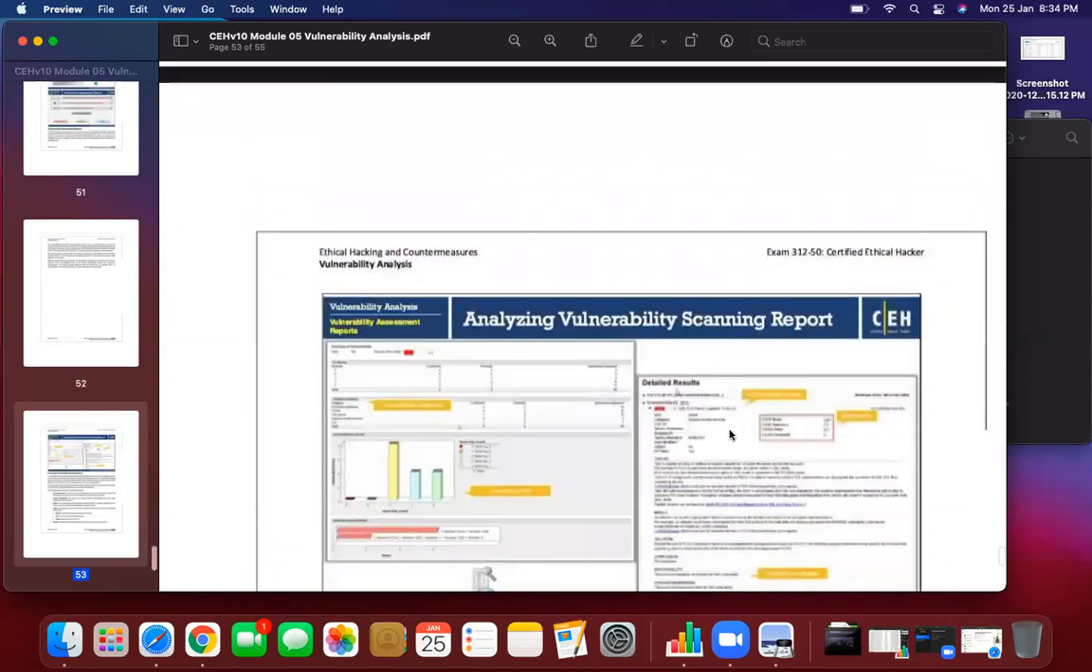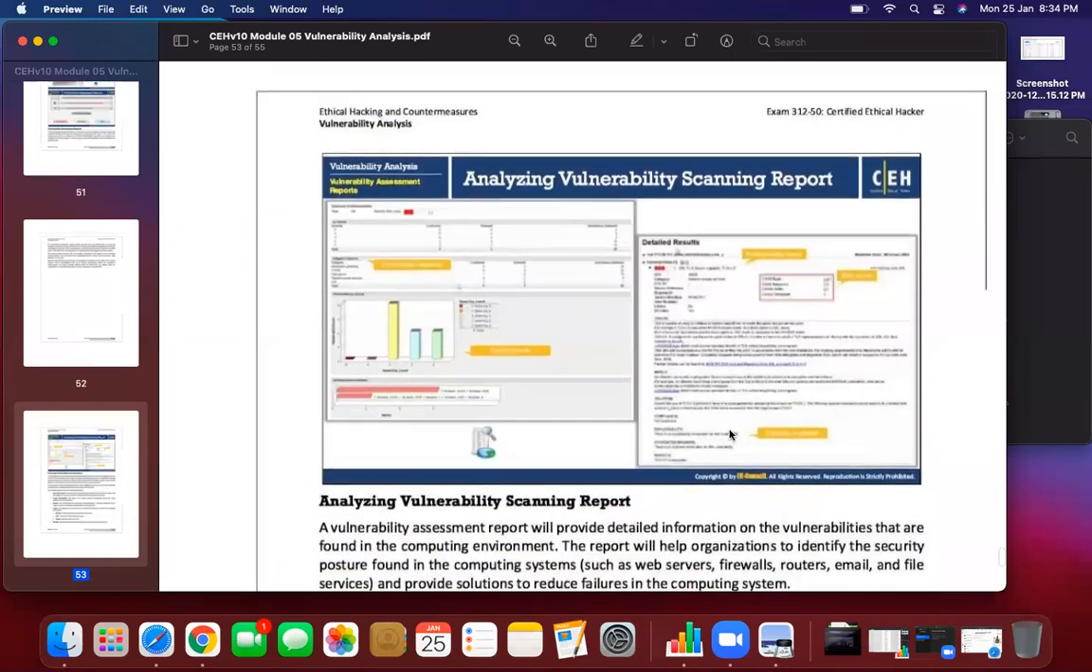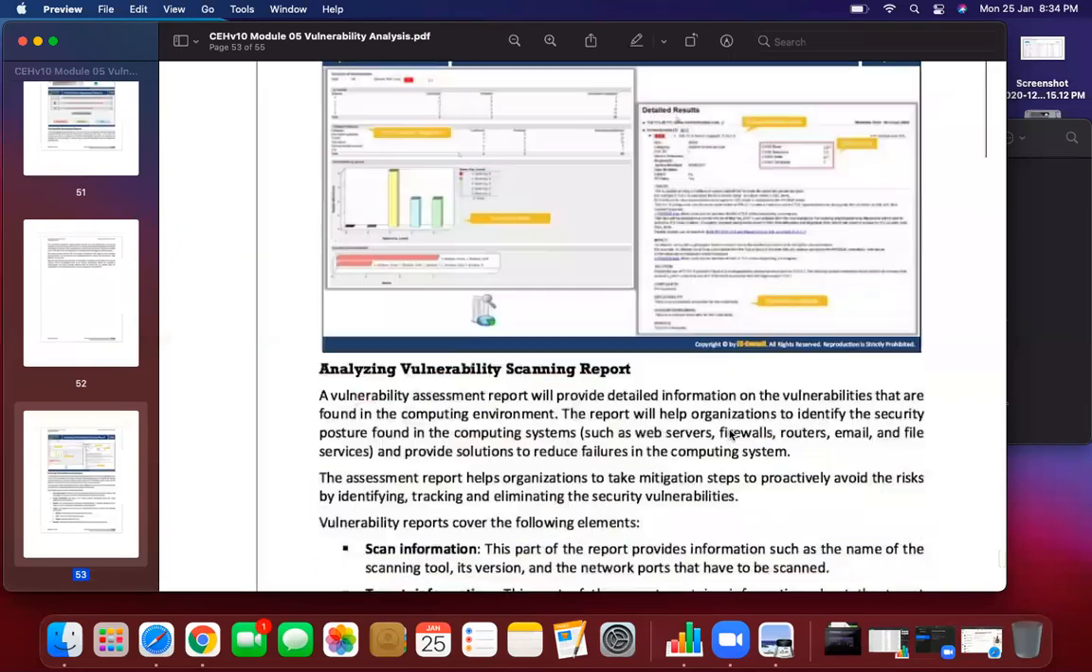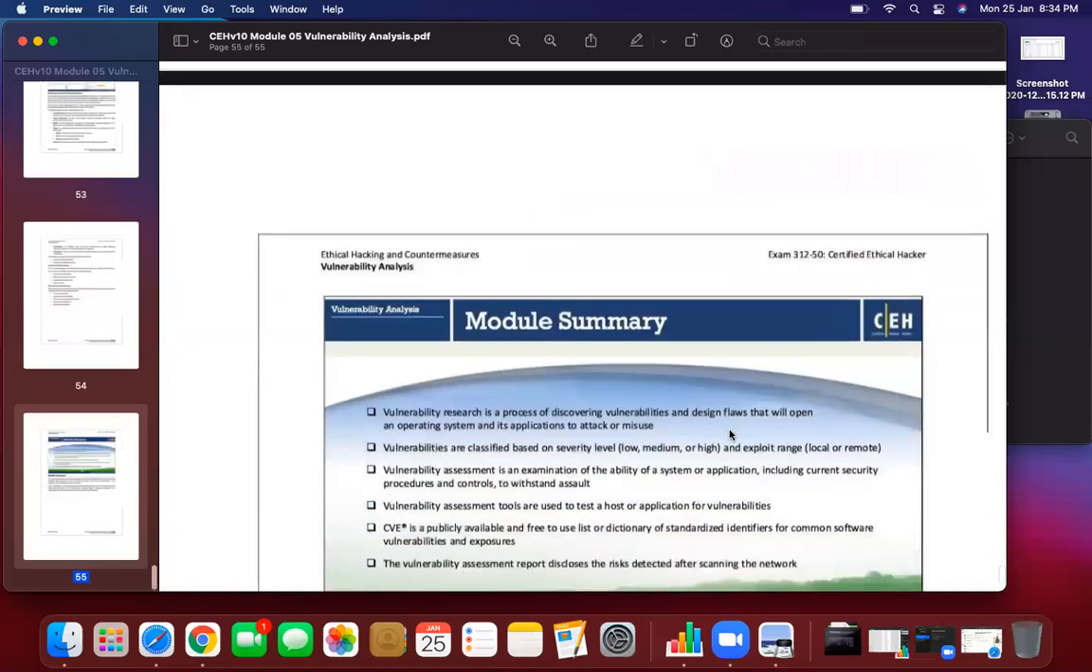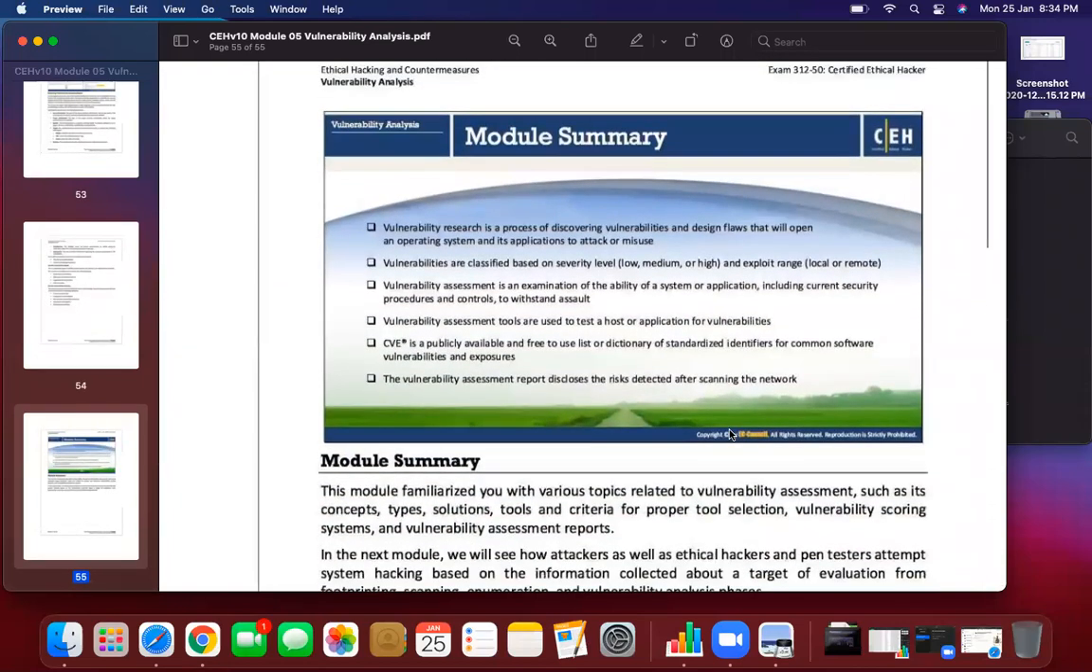We have a lot of tools for preparing the reports. We'll look into this in the practical of vulnerability analysis. Okay, so this was it, which we did in this module.